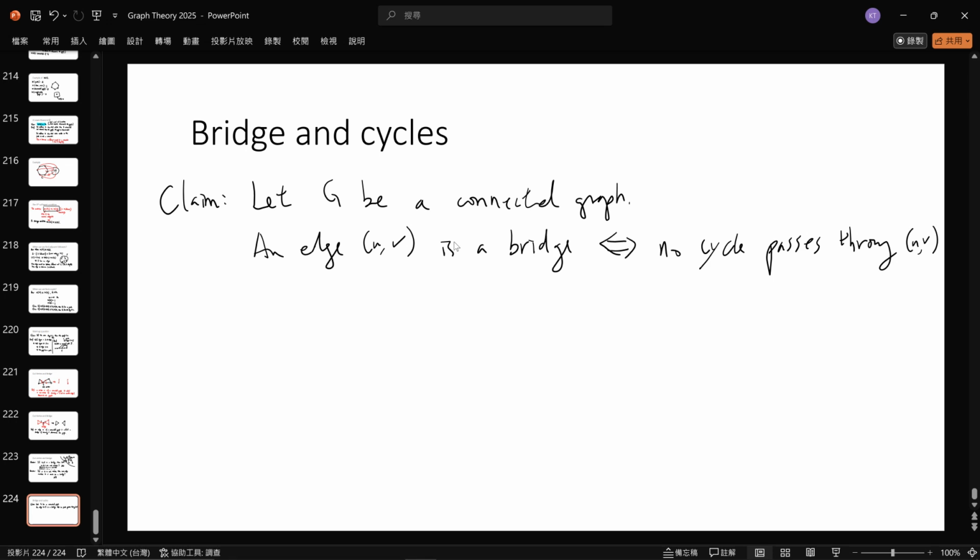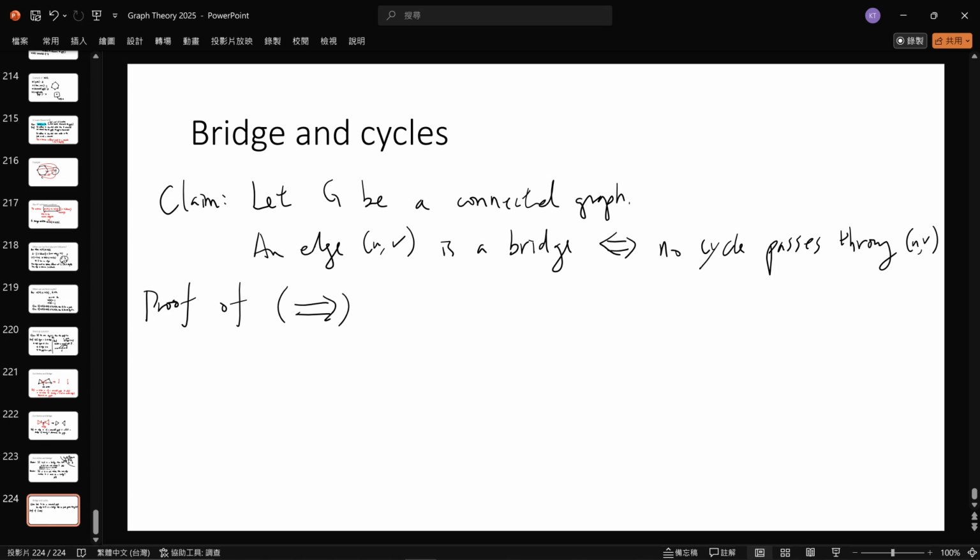There are two directions. First of all, we have an edge that we know is a bridge, and want to show that there's no cycle that can contain this bridge. This is the first direction. And the second direction, we're going to start with the assumption that you cannot find a cycle that uses this edge, then we can show that this edge is actually a bridge. So let's first consider the first direction.